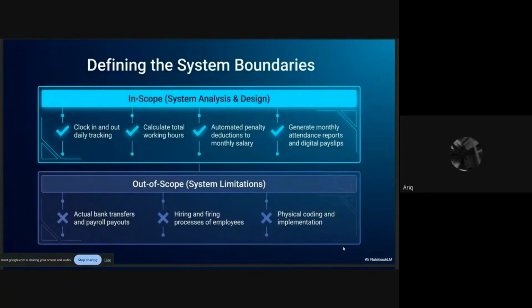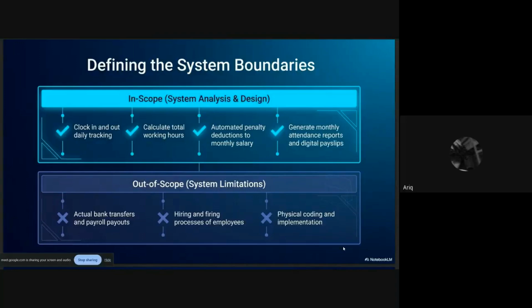When proposing this system, it was important for us to clearly define what lies within our system boundaries. Our scope activities focus entirely on system analysis and design. These include enabling daily clock in and clock out tracking, calculating total working hours, processing automated penalty deduction from the monthly salary, and generating monthly attendance reports and digital payslip.